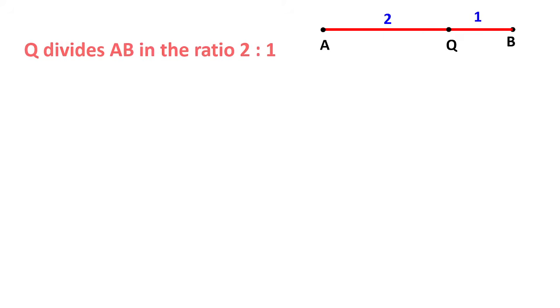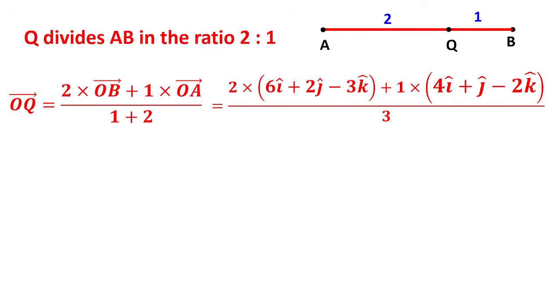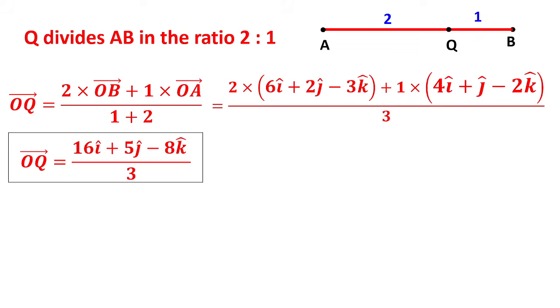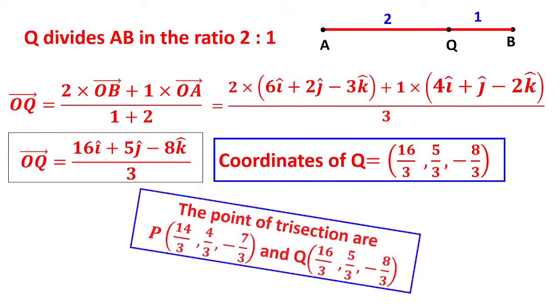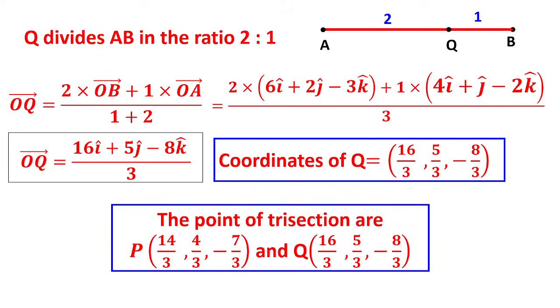Similarly, let us go to the second one. Q will divide in the ratio 2:1 internally. Again making use of the same formula, that is section formula of vector algebra. Now you are getting the position vector of OQ. From that you can get the coordinates as 16/3, 5/3 and -8/3. The points of trisection, you got it.